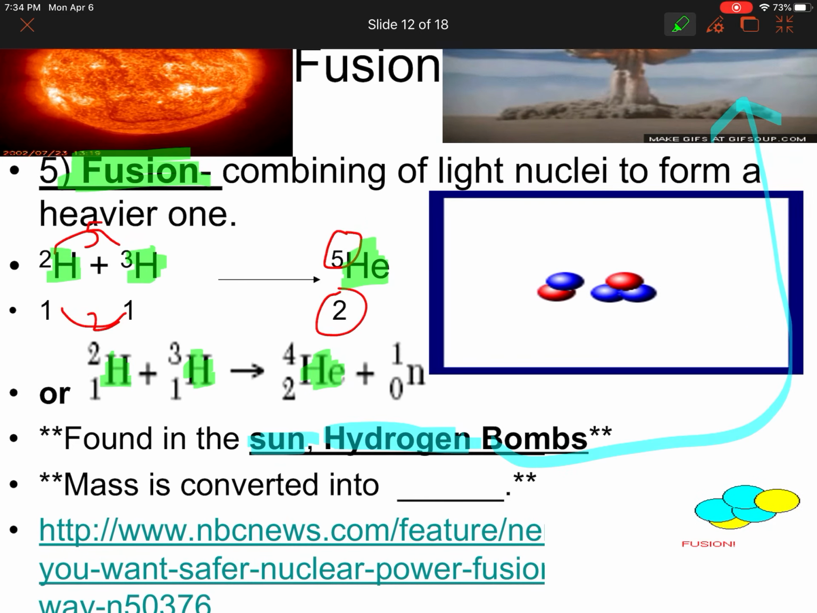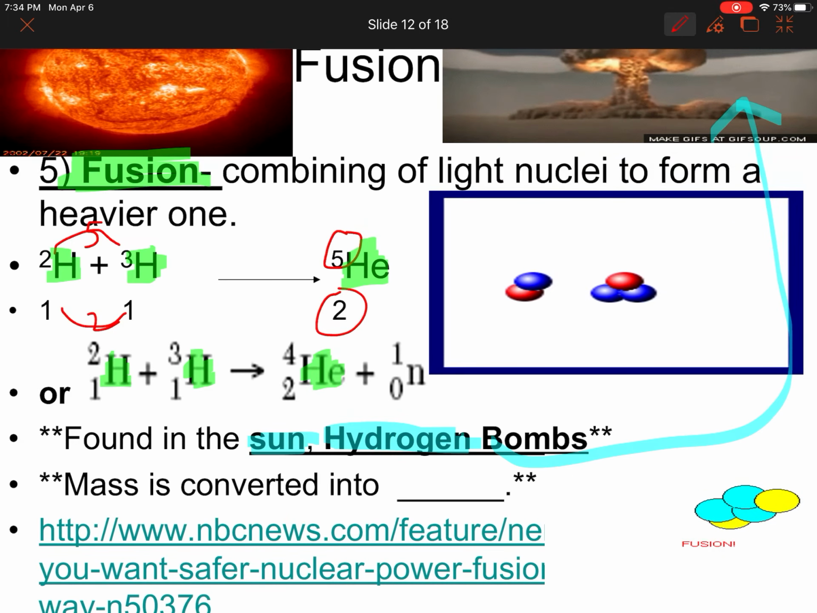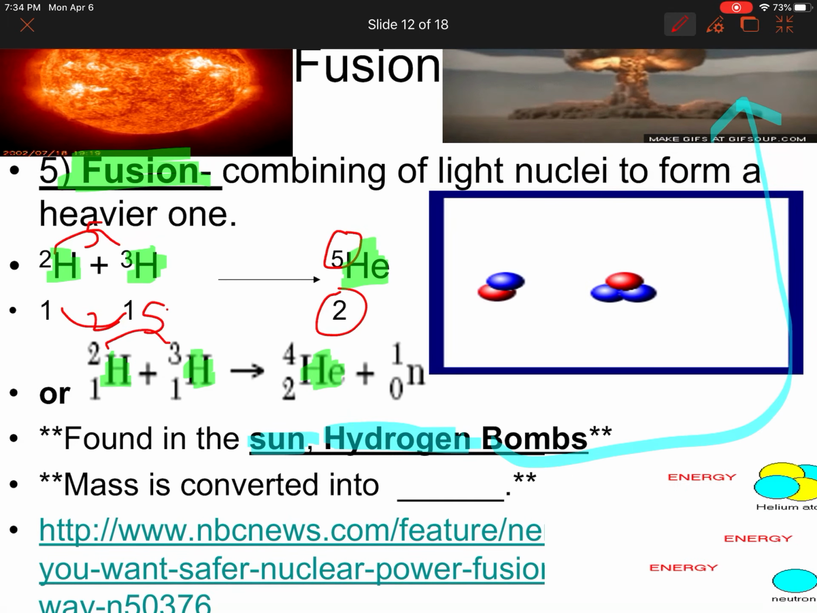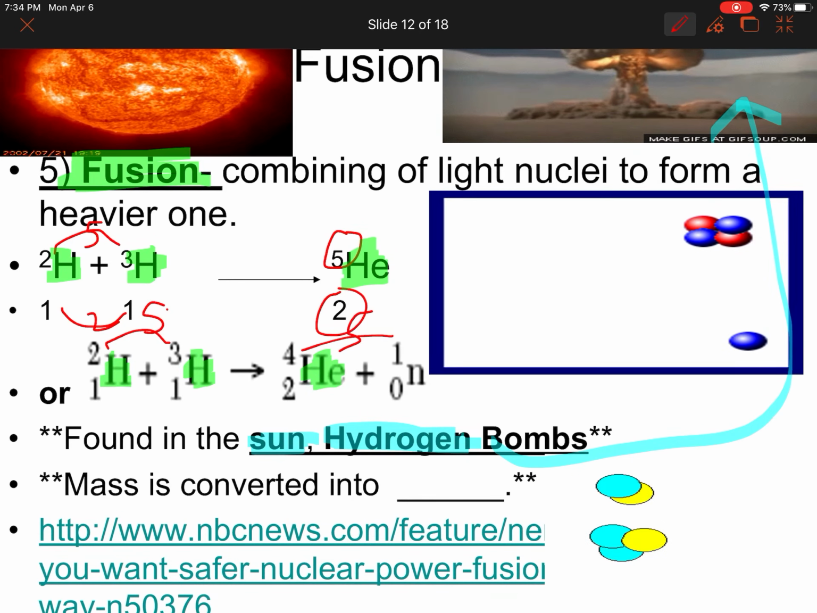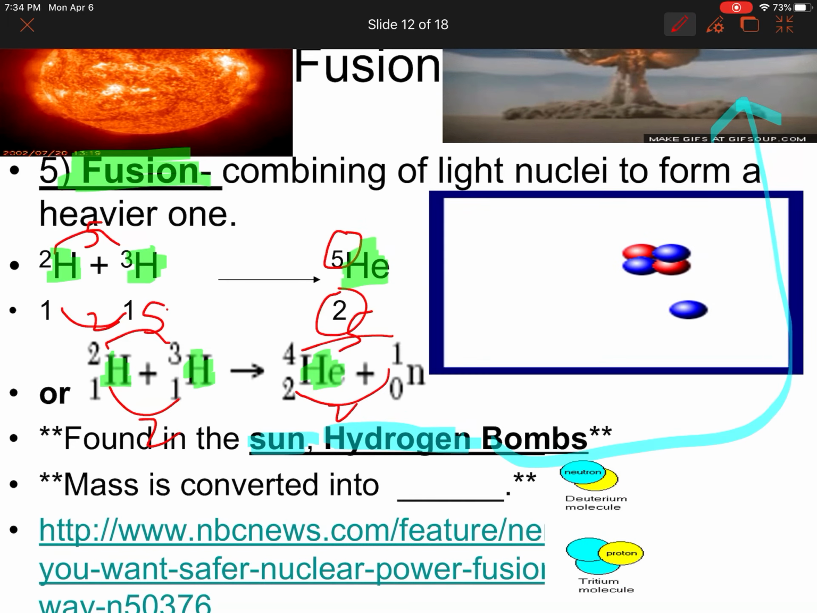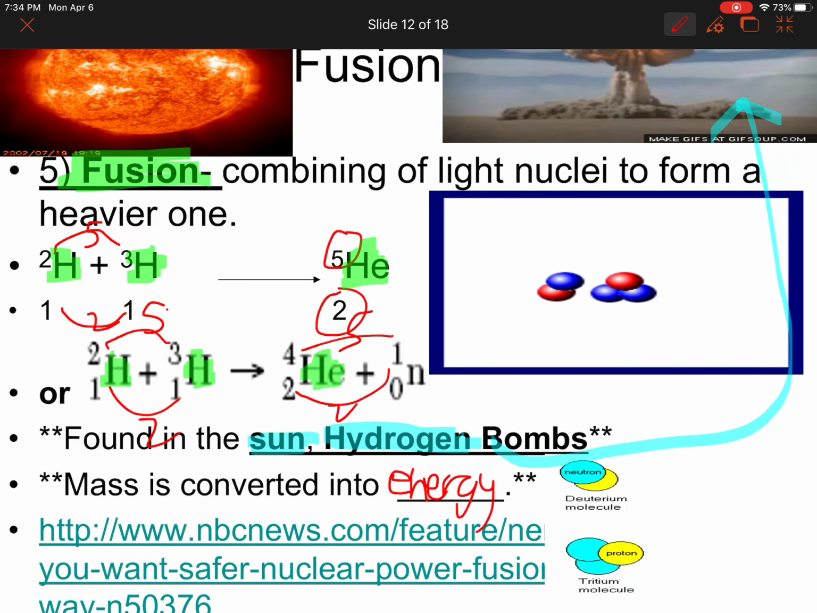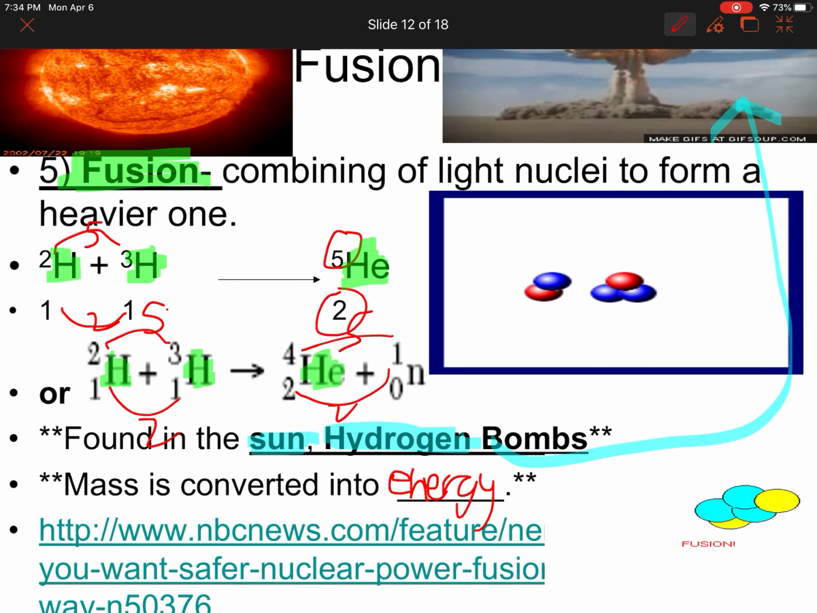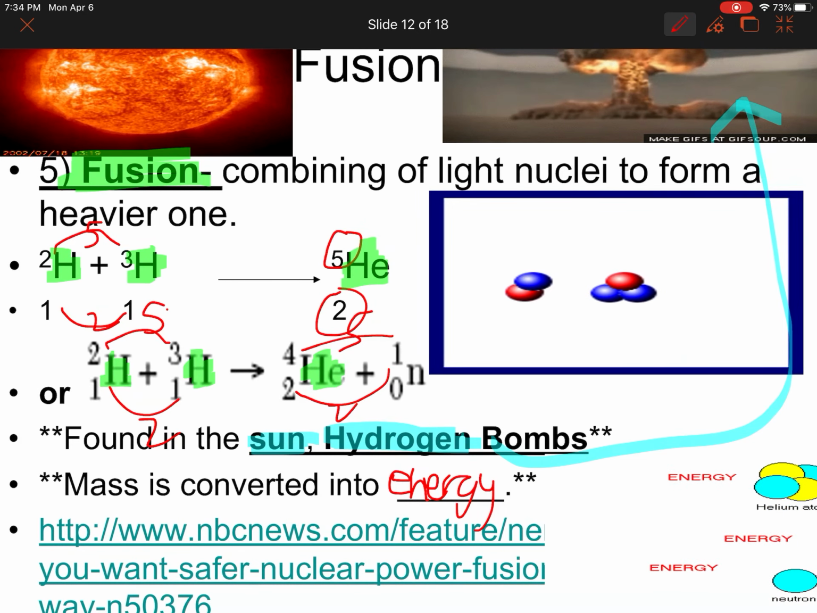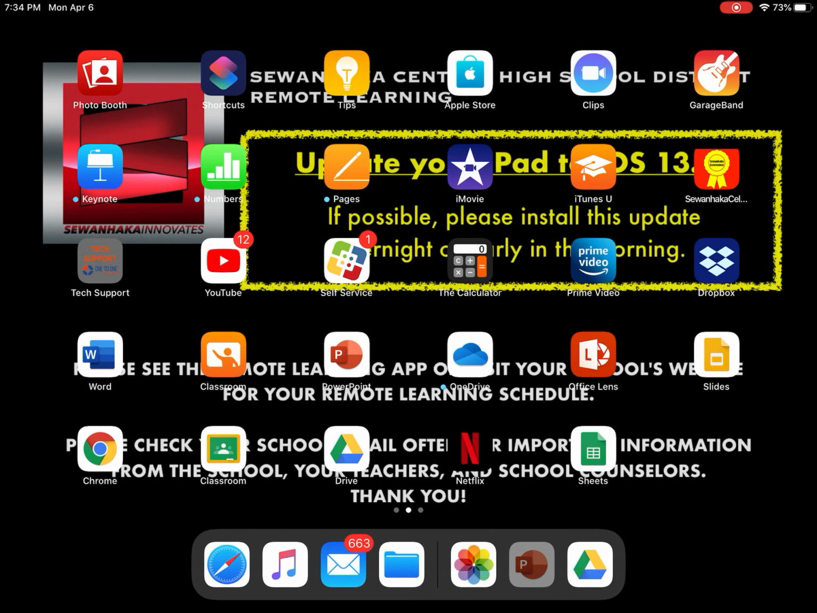Because what's happening is they're combining. All right. Hydrogen plus hydrogen combines to form helium. 2 plus 3 is 5. 4 plus 1 is 5. 1 plus 1 is 2. 2 plus 0 is 2. Again, what's happening here? Mass is converted into energy. So, guys, let's do a quick recap. Both fission and fusion reactions, mass is converted to energy.